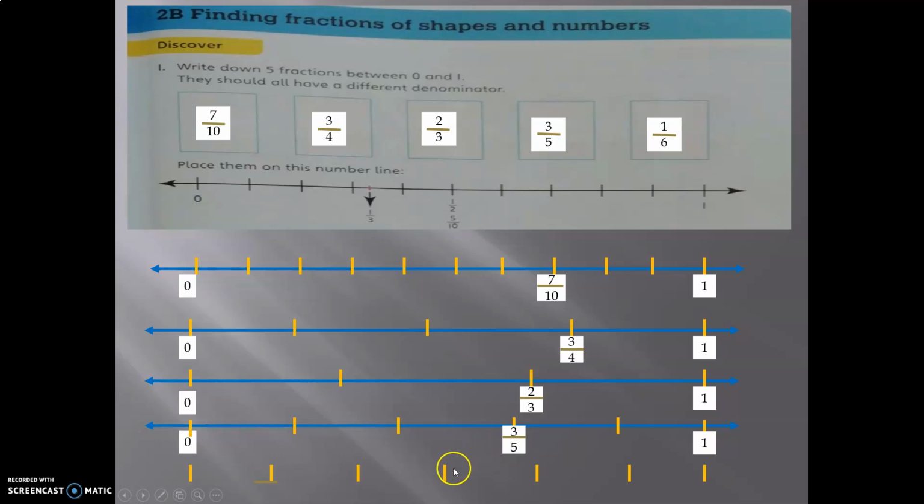Yes. The last fraction is 1 out of 6. So you need to cut your number line into how many equal parts? Look to the denominator. It is 6. So I need to cut my number line into 6 equal parts. And how many steps do you need to move? Only 1. So from 0 to the first step, only 1 out of 6. So let's go to the next question.